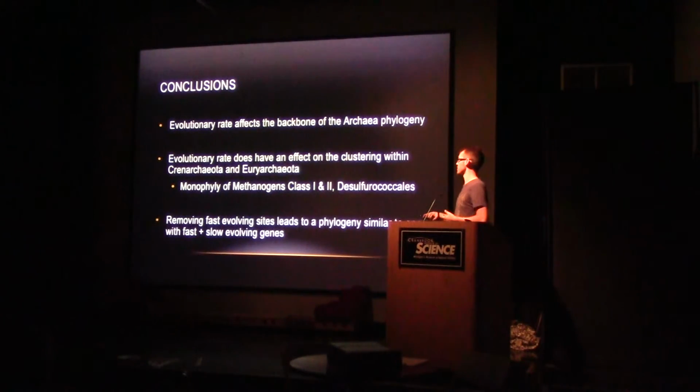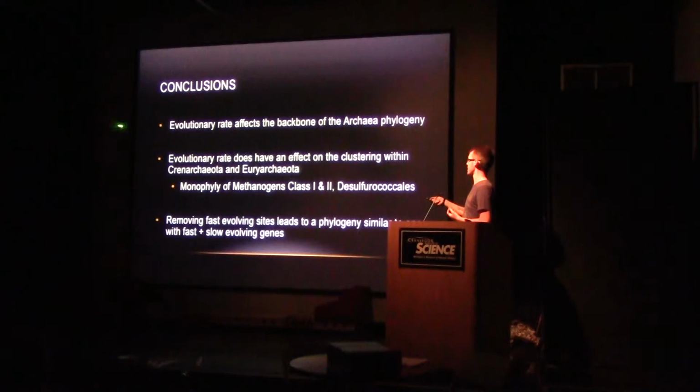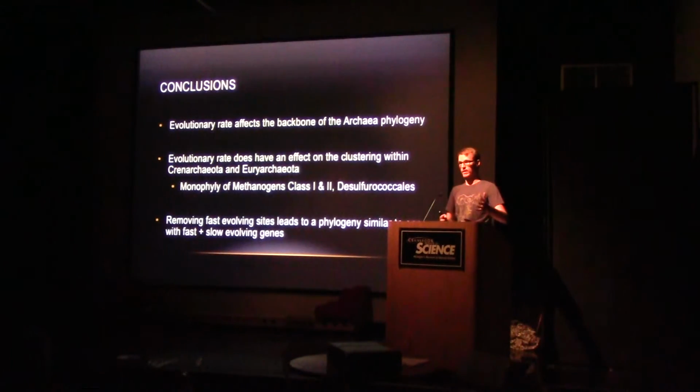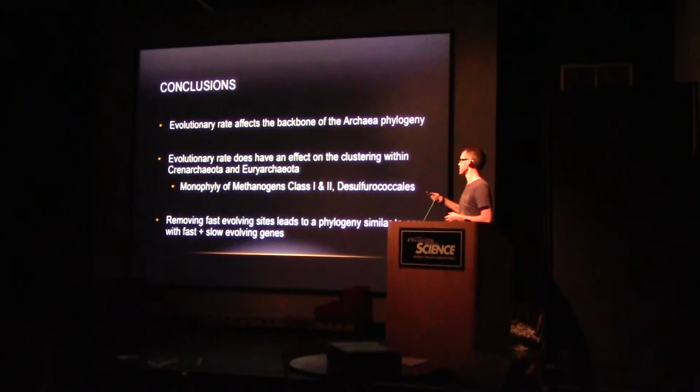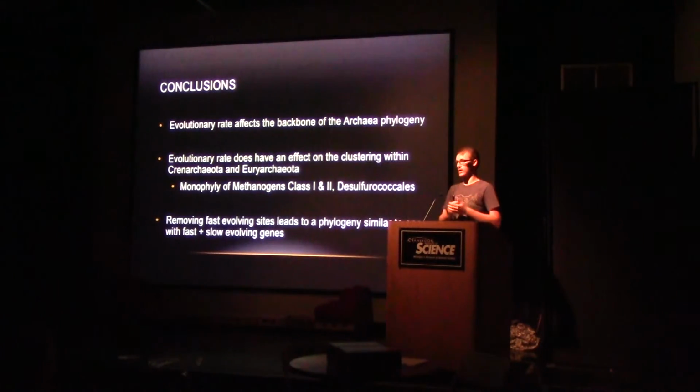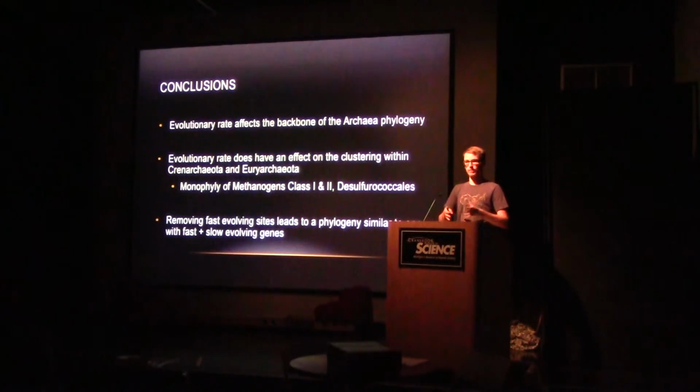Conclusions that we were able to reach is that the evolutionary rate has an obvious effect on the backbone of these Archaea family trees. It even affects the clustering within these two major groups that are supposed to be seen as monophyletic. And removing fast-evolving sites leads to a similar phylogeny to one that uses slow and fast-evolving genes.